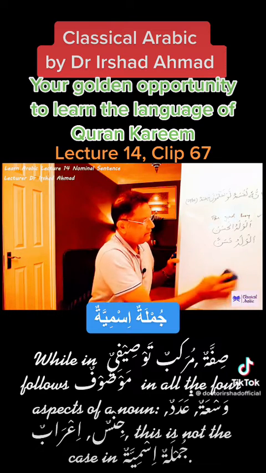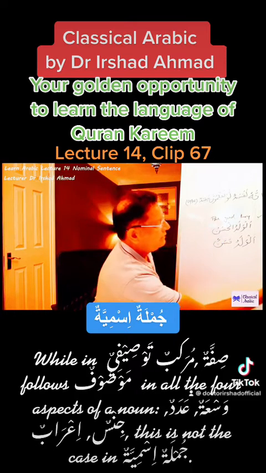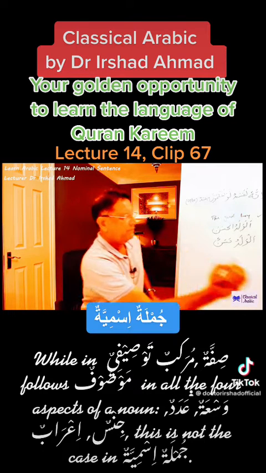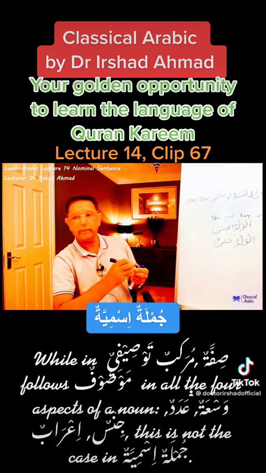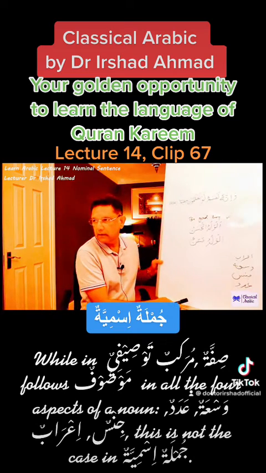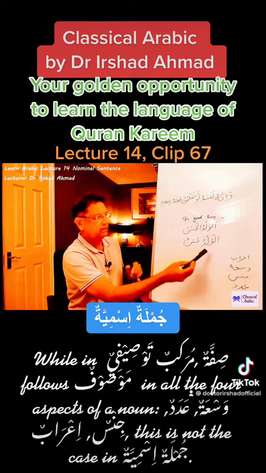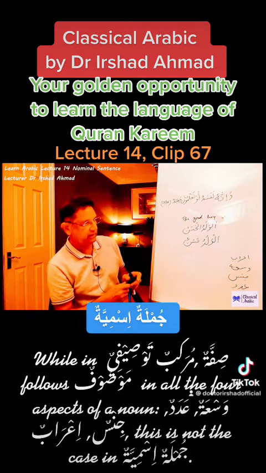So we have four aspects of a noun. We have i'rab, we have wus'a, we have jins, and we have adad. Okay, so what happens here? We have i'rab, wus'a, jins, and adad. So what happens in jumla ismiya to these four aspects of a noun?